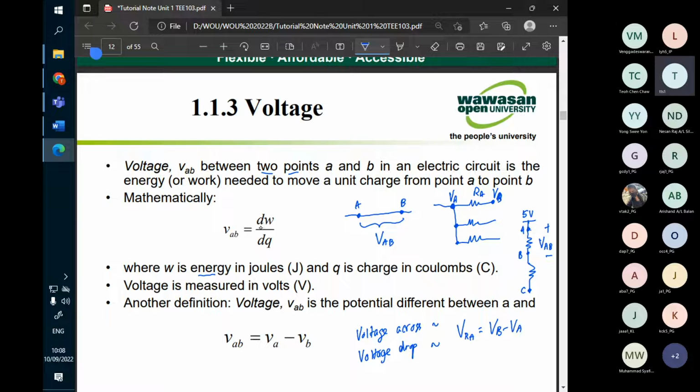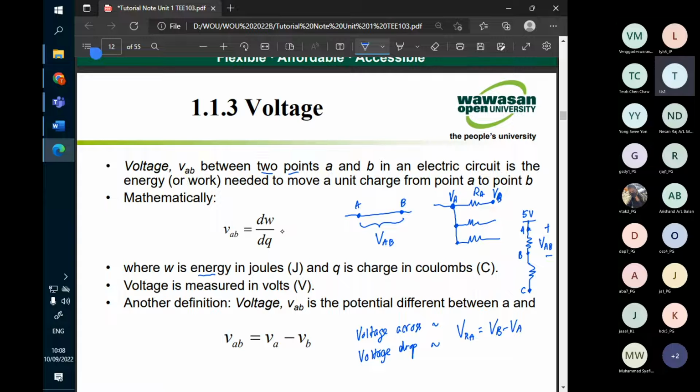Change of energy between these 2 points over change of the charge. So it looks like you measure the total amount of work, the total amount of energy done by a certain amount of charge across 2 points, as the voltage. It's a bit hard to understand actually. You really need to get more information in order to fully appreciate this equation.